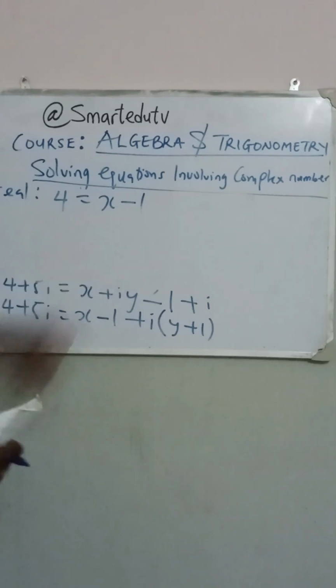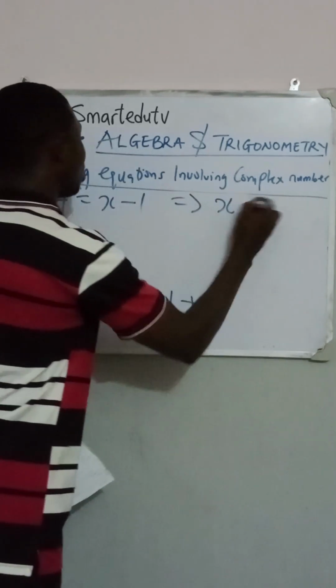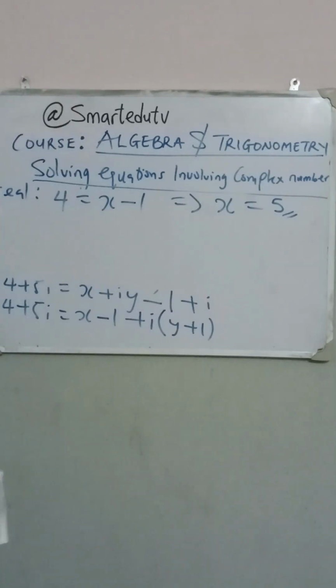If 4 equals x minus 1, if minus 1 goes to the other side, this implies that the value of x equals 4 plus 1, which is 5. I've gotten the value of x to be 5.